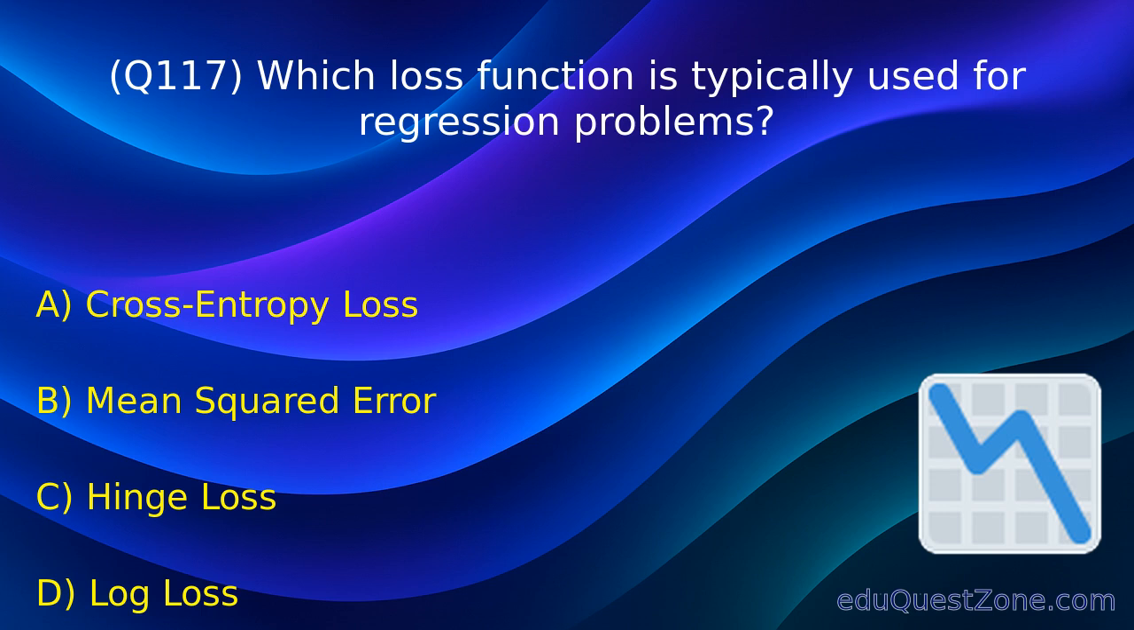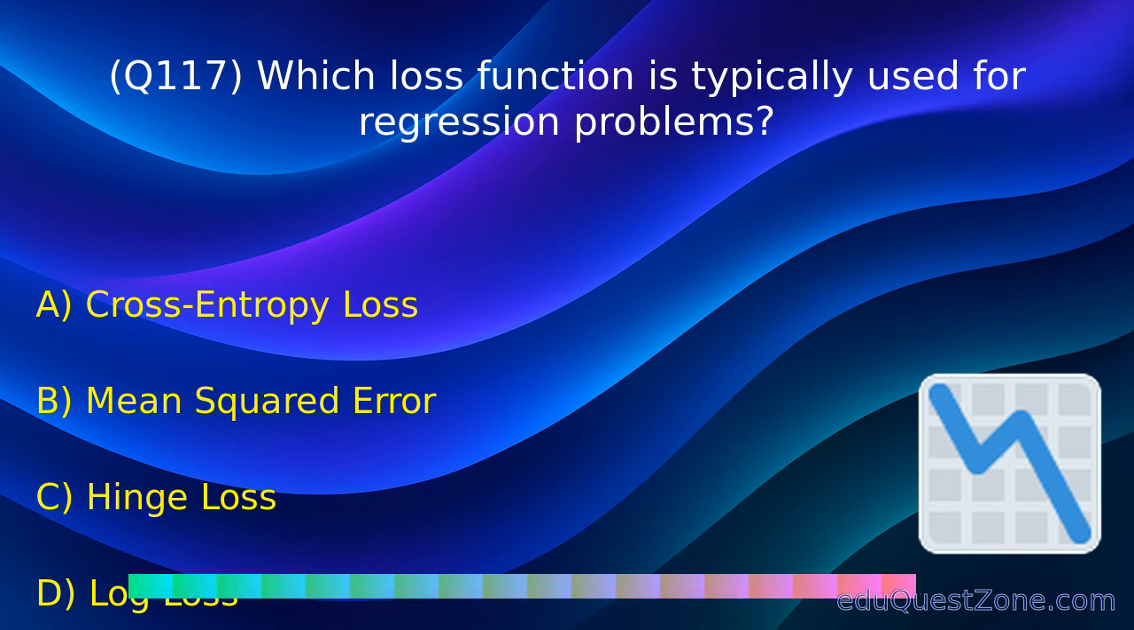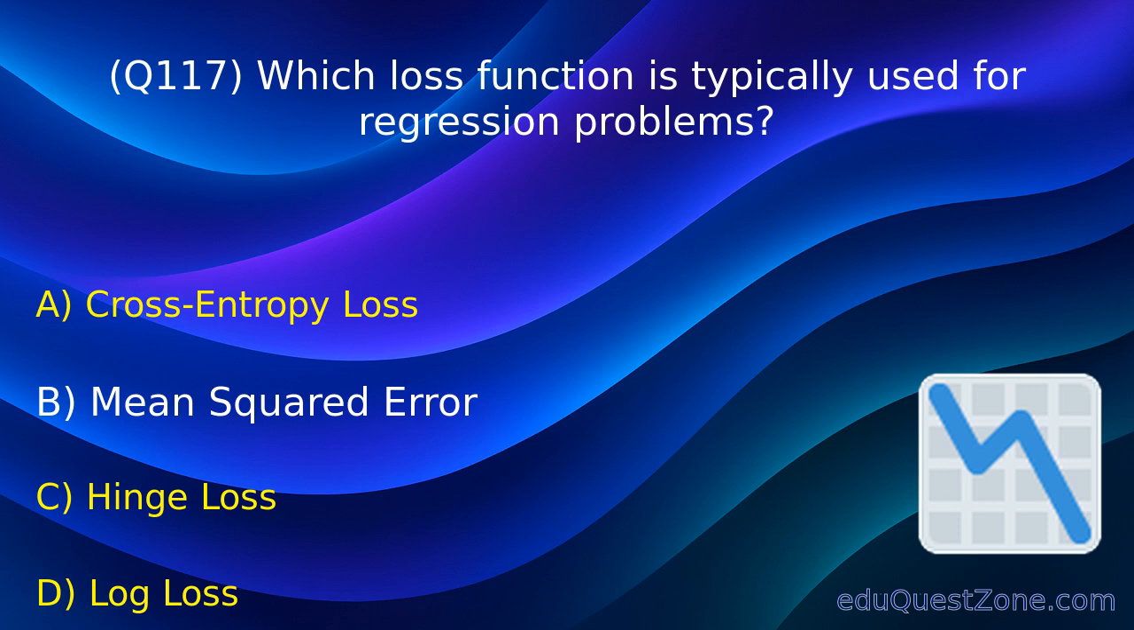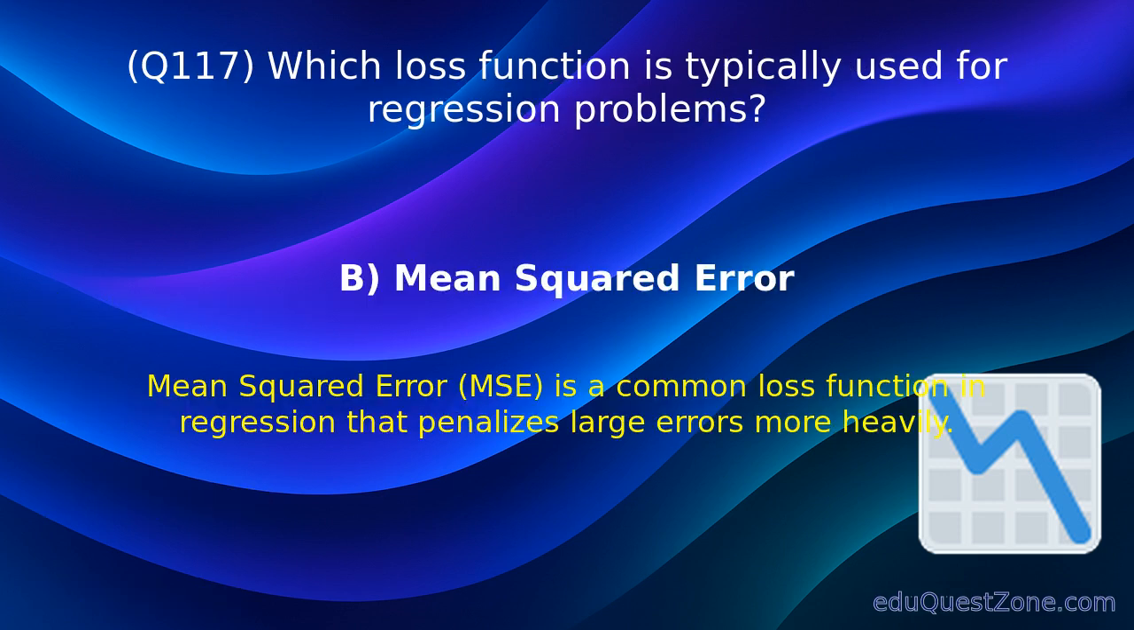Question number 117. Which loss function is typically used for regression problems? Option B. Mean squared error. Mean squared error measures average squared differences between predictions and actual values.